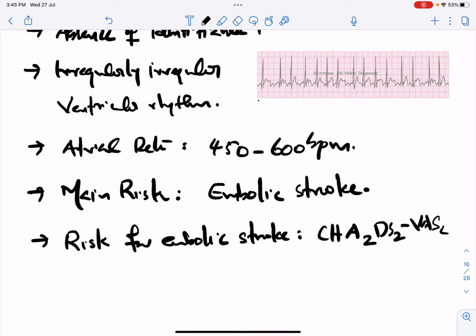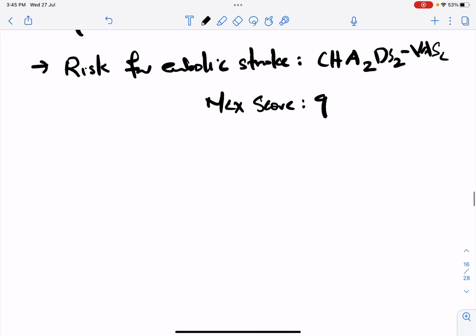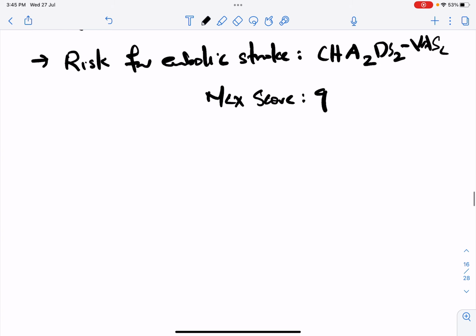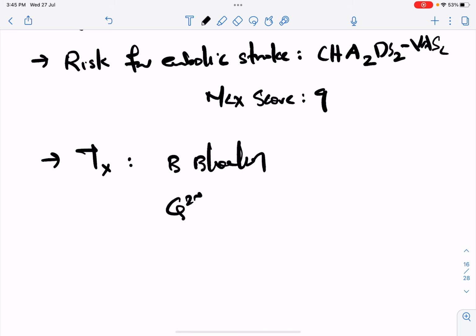And the maximum score is 9. I'm not going into the details of this scoring. It will be discussed in a separate topic. So the treatment for a stable patient coming with atrial fibrillation is either beta blocker or calcium channel blocker or digoxin.